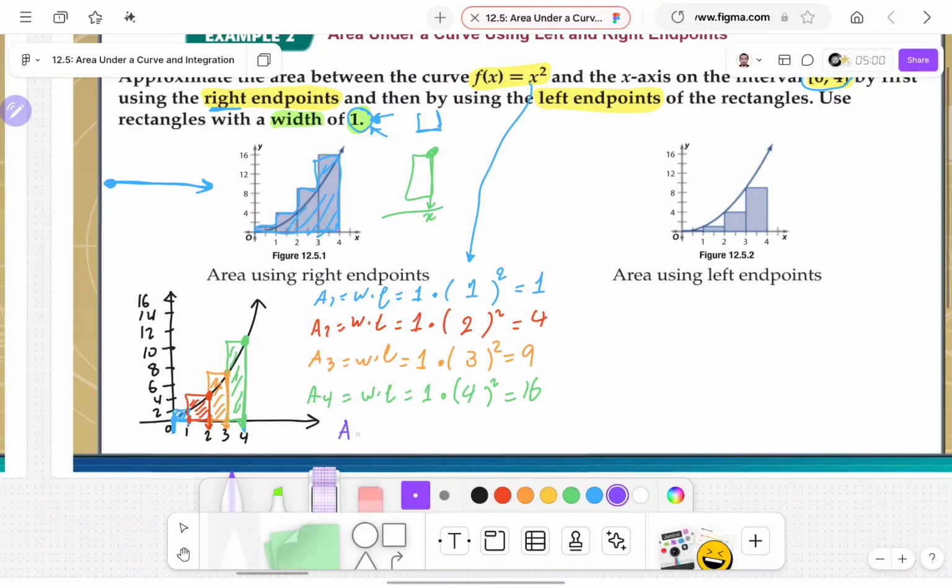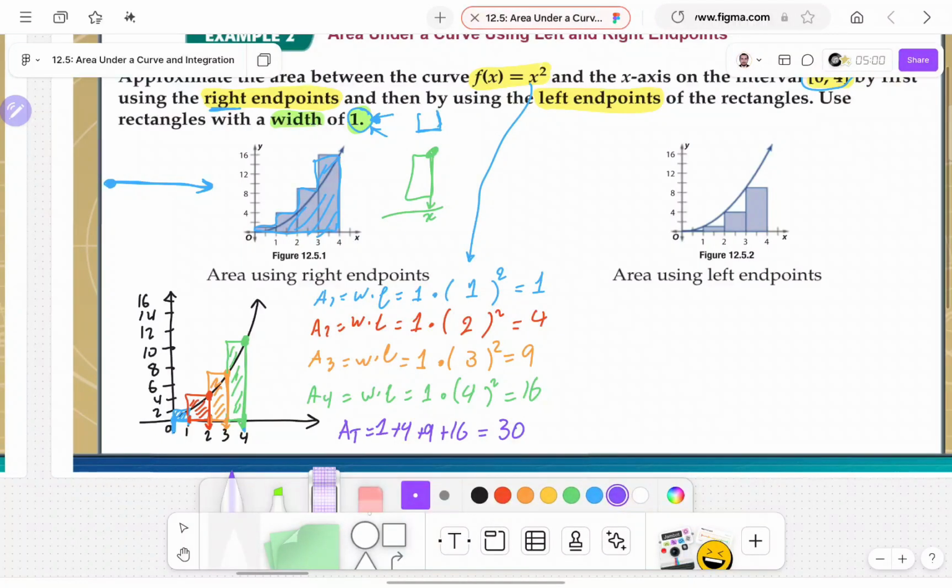So the total area is equal to 1 plus 4 plus 9 plus 16, so 30. The answer is 30. So this is how we can use the right endpoint.